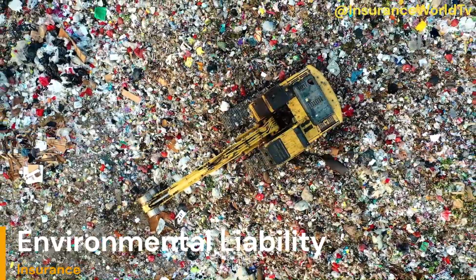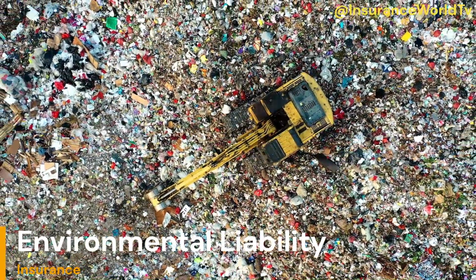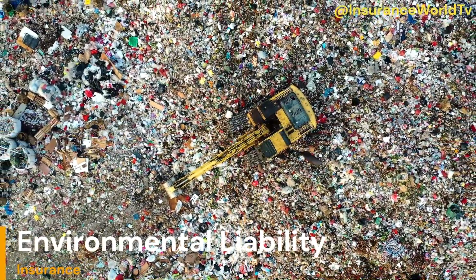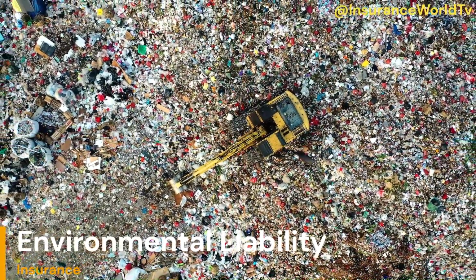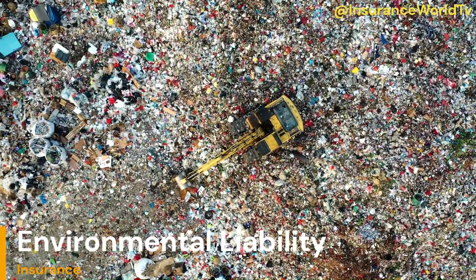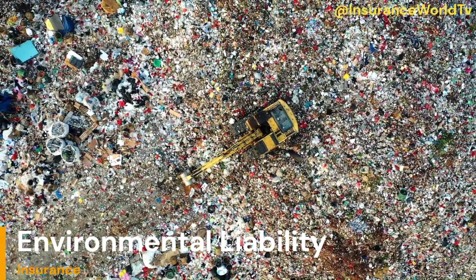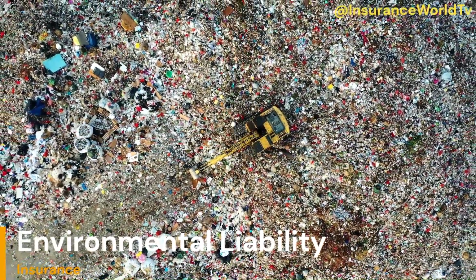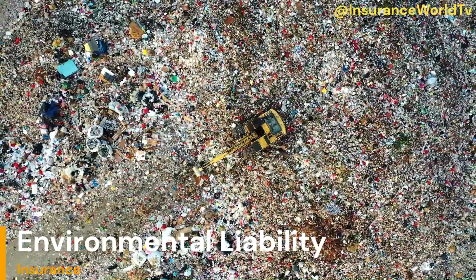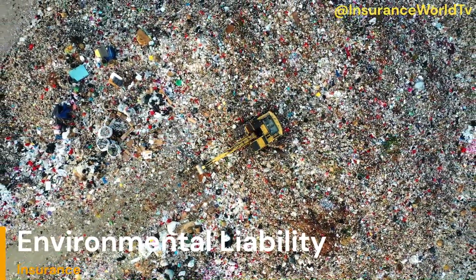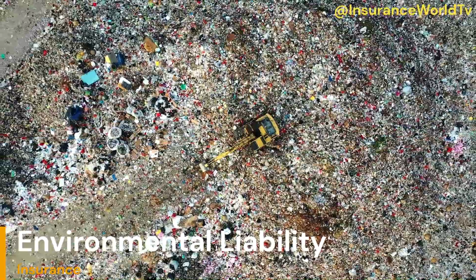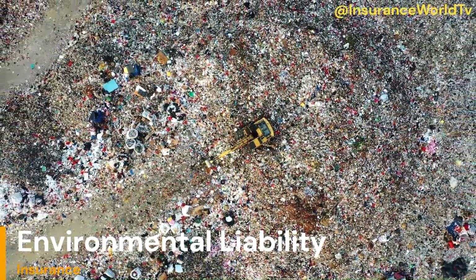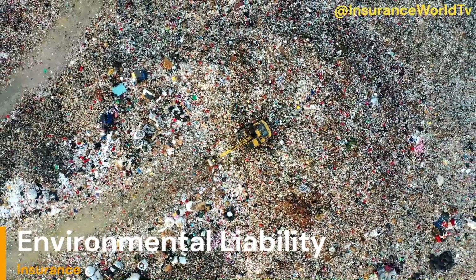1. Policy purchase. A company purchases an environmental liability insurance policy from an insurance provider. The policy will outline the types of environmental risks that are covered, as well as the policy limits and premiums. 2. Risk assessment. Before issuing the policy, the insurance provider will assess the company's environmental risks. This may involve reviewing the company's operations, environmental compliance history, and potential exposure to pollution liabilities.